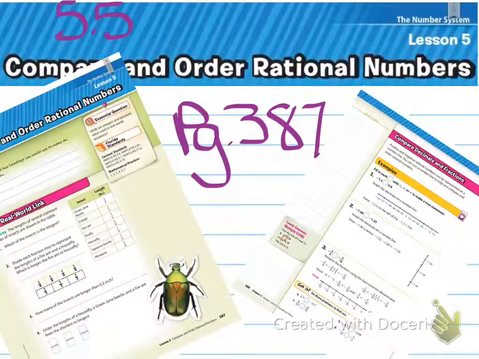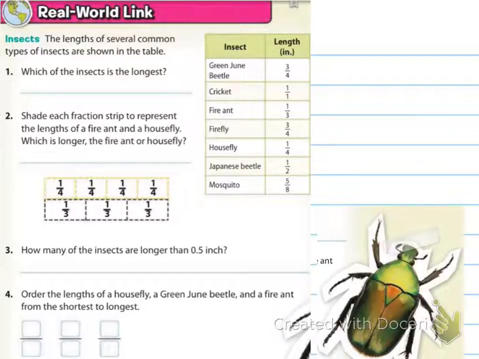All right, so we're looking at 5.5, compare and order rational numbers, which starts on page 387. Just by the title, I hope that you see how relevant it is to the 5.3 lesson that we had just done. So, real world length. It says the lengths of several common types of insects are shown in the table. Which of the insects is the longest?